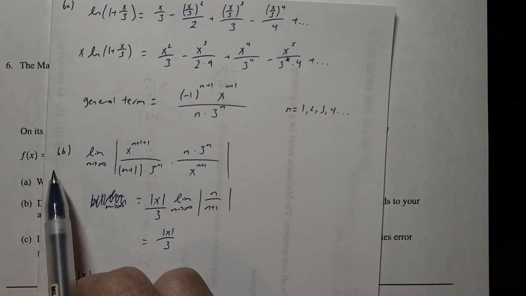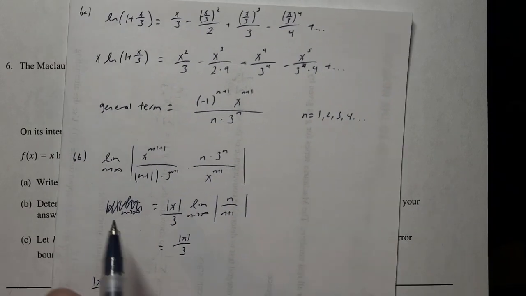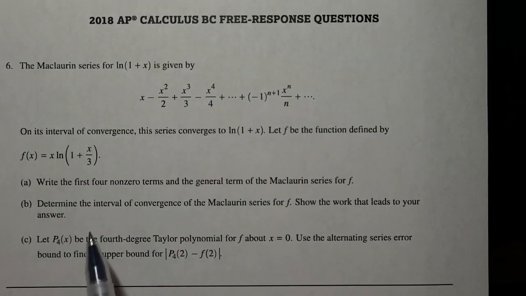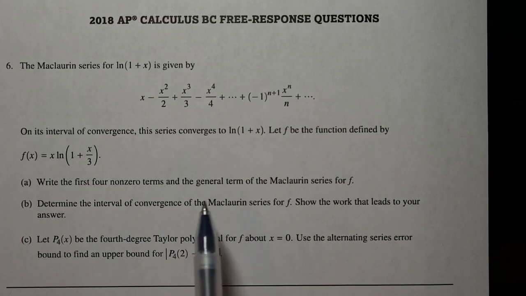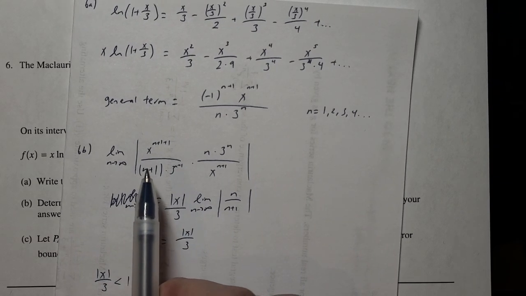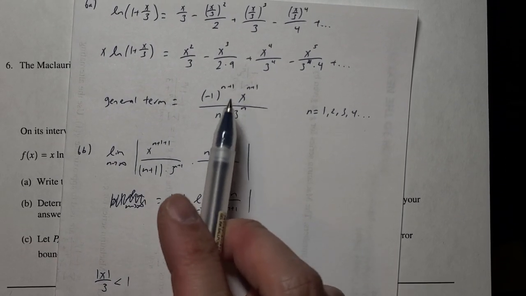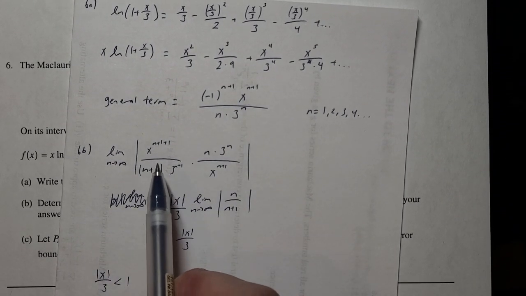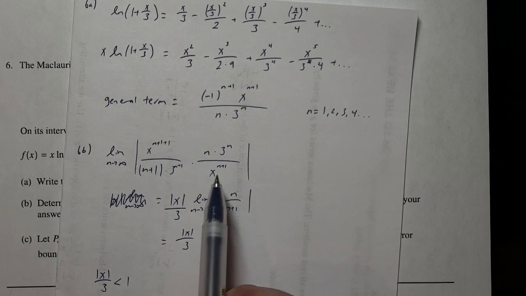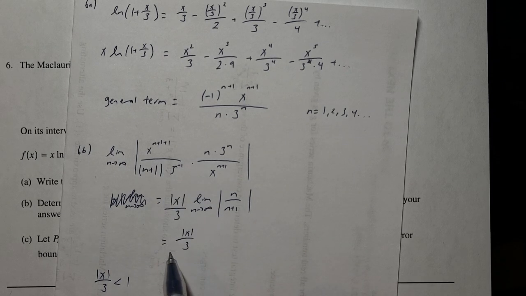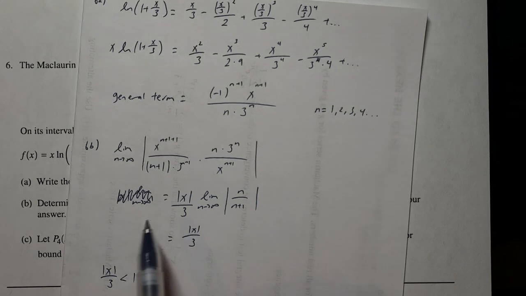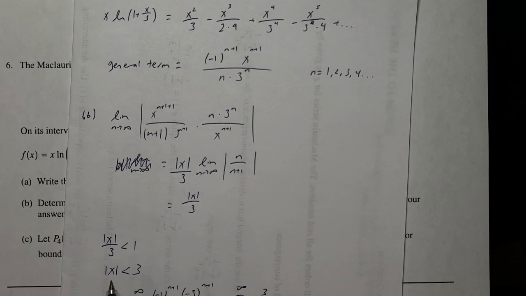Okay? 6b, determine the interval of convergence. Okay, so we first need the radius of convergence. That is just the ratio test, so we're going to use this answer over here. Do the ratio test, a sub n plus 1 divided by a sub n. You should get the absolute value of x over 3 as the limit. We set this less than 1, and so the absolute value of x is less than 3.